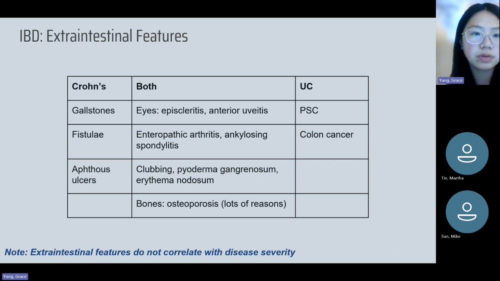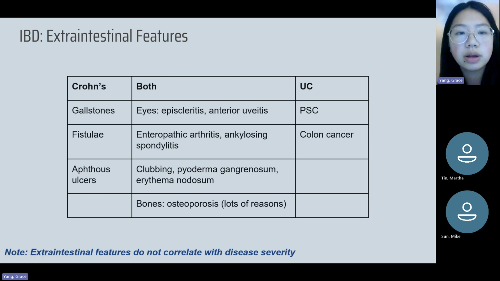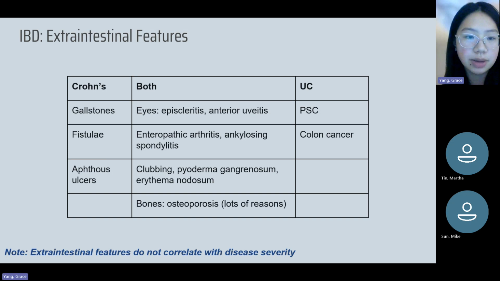So with Crohn's disease, you might get gallstones, fistulas. So you only see fistulas in Crohn's because it's transmural, and you get ulcers in the mouth. With both, you'll see eye issues like anterior uveitis, you get arthritis, clubbing, and the two skin conditions we just saw, and you might also get osteoporosis.